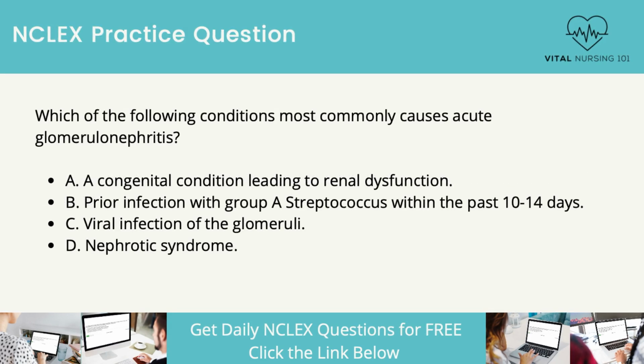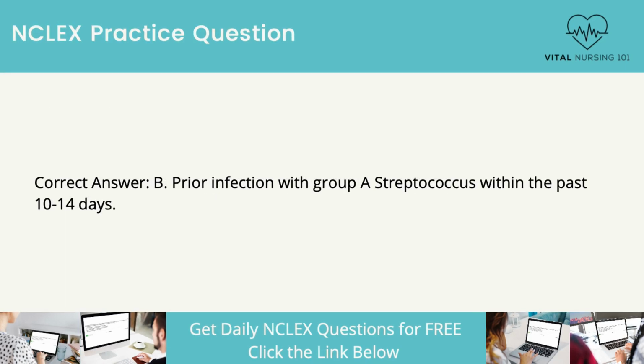Which of the following conditions most commonly causes acute glomerulonephritis? A congenital condition leading to renal dysfunction. Prior infection with group A streptococcus within the past 10 to 14 days. Viral infection of the glomeruli. Nephrotic syndrome. The correct answer is prior infection with group A streptococcus within the past 10 to 14 days.